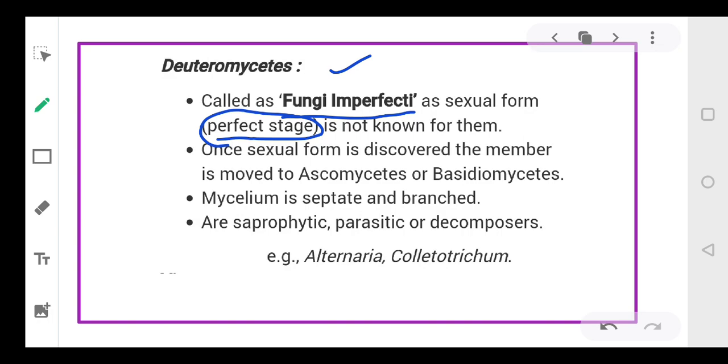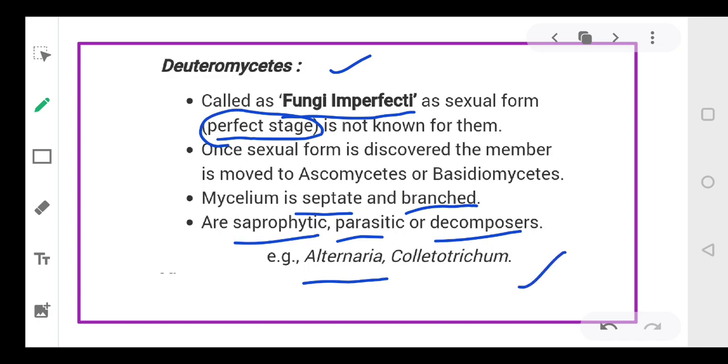Clear? Right. The mycelium that it contains has septa and it is branched. So your Deuteromycetes are saprophytic, meaning they can be observed on dead and decaying matter. They are parasitic and they are decomposers. Okay, clear? So the examples are Alternaria and Colletotrichum, right? These are the two famous examples.